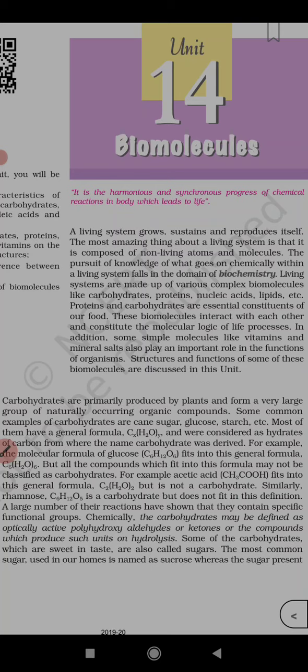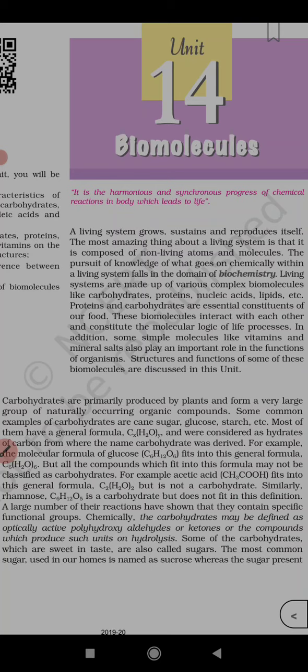For example, acetic acid, CH3COOH, fits into this general formula, C2H4O2, but it's not a carbohydrate. Similarly, rhamnose, C6H12O5, which is a carbohydrate, does not fit in this definition.